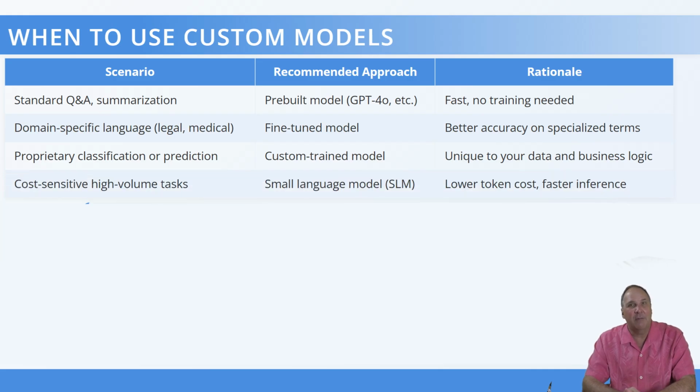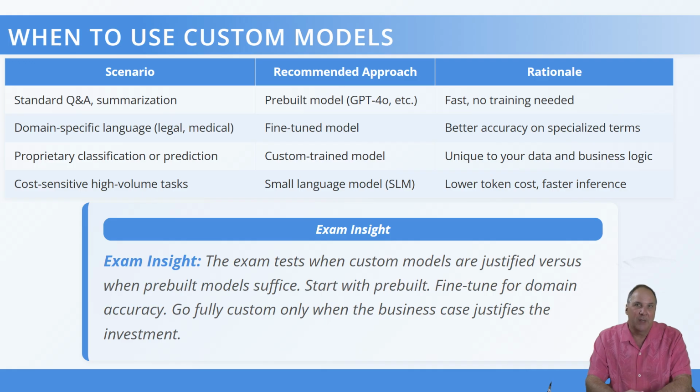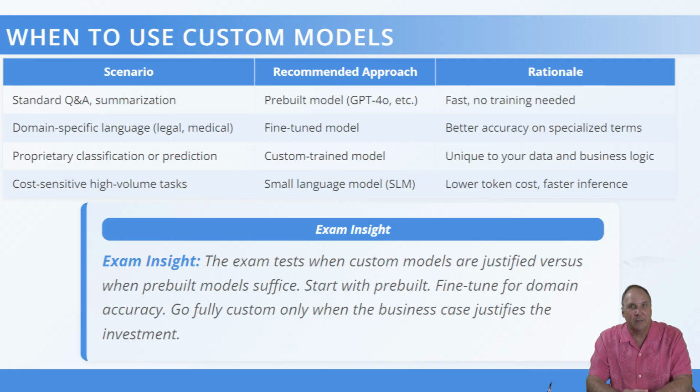And if you have high-volume, cost-sensitive tasks like classifying thousands of support tickets per hour, consider a small language model, or SLM, that gives you lower token cost, faster inference, and good enough accuracy for simpler tasks. We covered SLMs back in Section 3, and this is where they fit in the design. The exam rewards pragmatism. Start with pre-built. Move to fine-tune only when accuracy demands it, and go fully custom only when the business case justifies the investment.